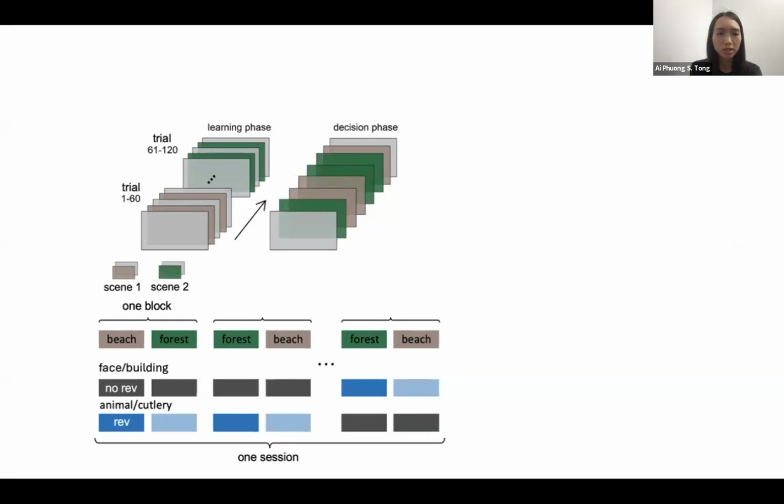So for example, if the animal or cutlery items are in the reversal condition, then one example is that the cutlery is most frequently rewarded in the beach scene, and the animal will be most frequently rewarded in the forest scene. Whereas the face building item set will then be in the non-reversal condition, and the face will be most frequently rewarded in both the beach and forest scene.